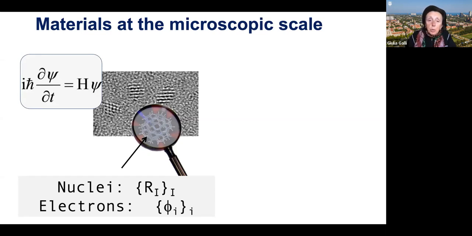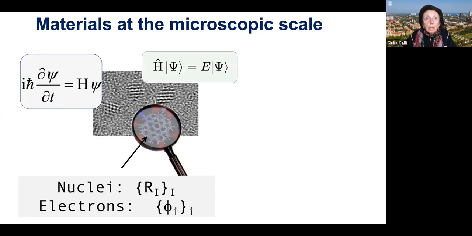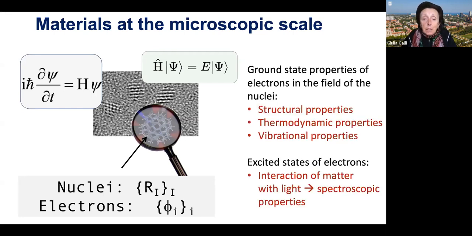In practice, what we do in my group is to limit ourselves to the time-independent Schrödinger equation. So we spend basically our life solving eigenvalue problems. We have a Hamiltonian of the electrons and the wave function, and we want to understand the ground state properties of electrons in the field of nuclei, because we are interested in the structure of the material, and its thermodynamic and vibrational properties. And of course, we're also interested in the interaction of a material with light, right? We want to do spectroscopy to understand whether our models are right.